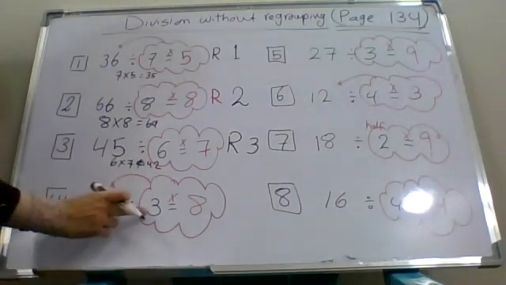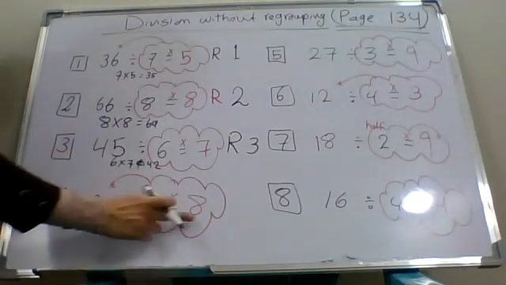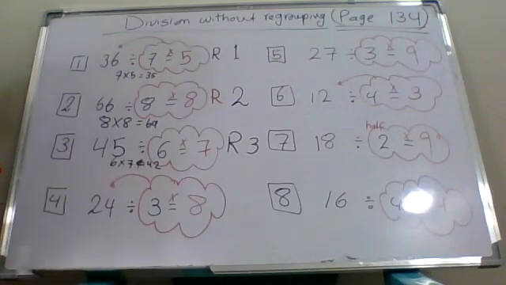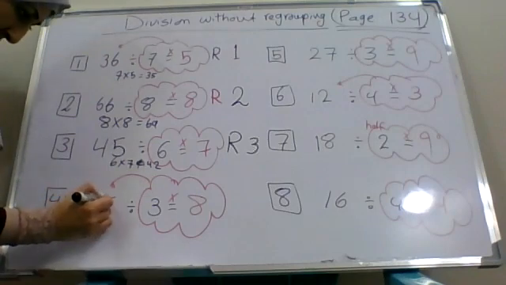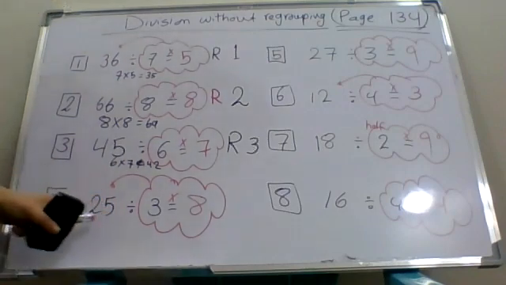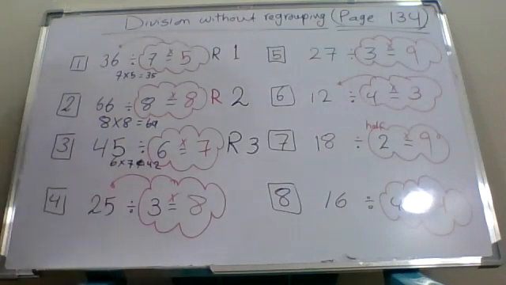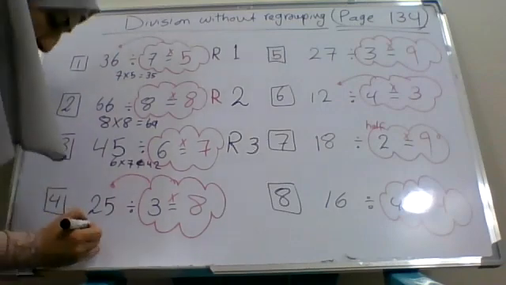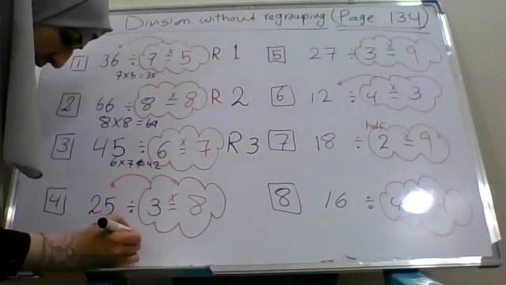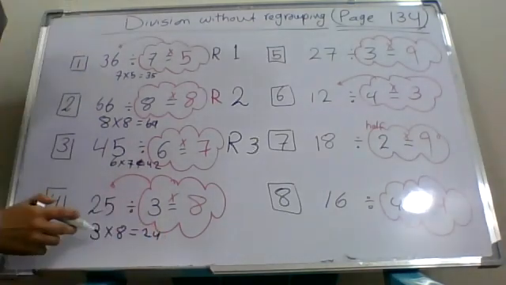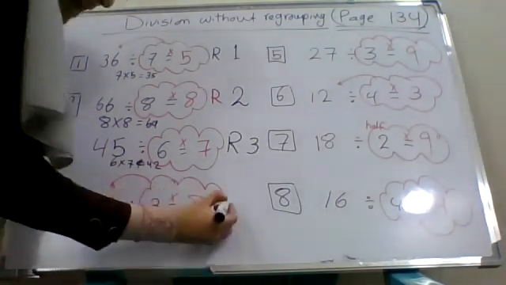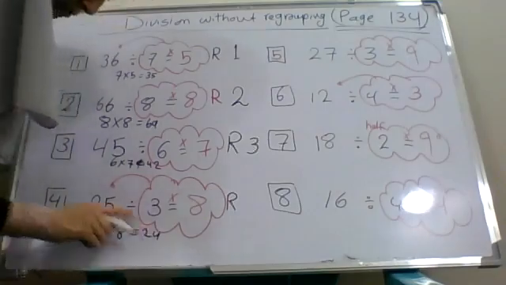So I have 24. If I multiply it, I have 24, exactly 8. But what if I have 25? If I have 25, do I have any 25 on the times table for 3? No, I have just 24. So when I multiply 3 times 8 equals 24. So I choose the 8, but I still have a remainder, which is how many, the difference between them?